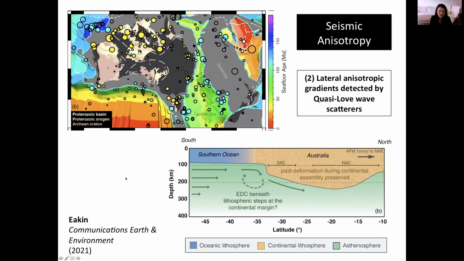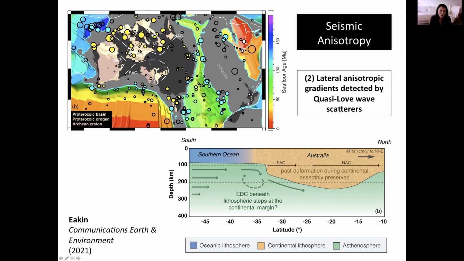We've also had work recently published in Communications Earth and Environment using scattered surface waves called quasi-Love waves that tell us about lateral gradients in seismic anisotropy at upper mantle depths, most likely between 100 to 200 kilometers. In yellow are the detections of these anisotropic gradients that correspond to the geological provinces. And as you can see, many of these gradients correspond to the edges of the different Archean and Proterozoic crustal blocks within Australia, the building blocks of the continent.